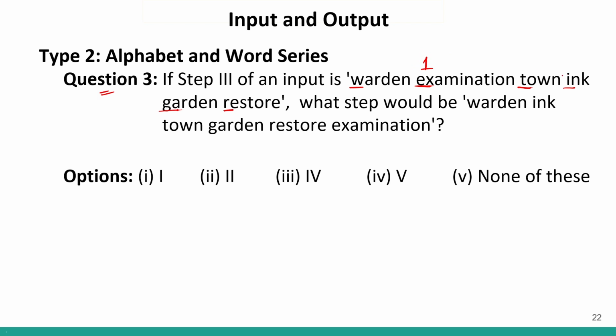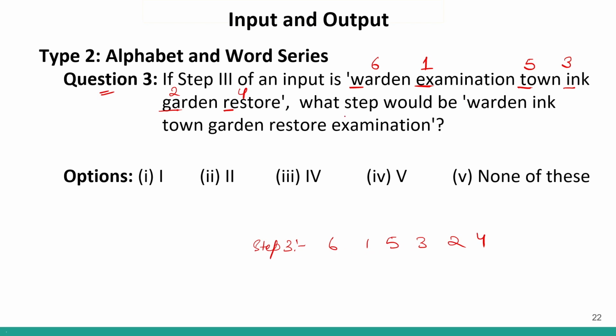Then we have garden. Then we have ink. Correct? Then we will have restore, town and warden. So in step 3, the arrangement is 6, 1, 5, 3, 2, 4. So 6, 1, 5 is already arranged.